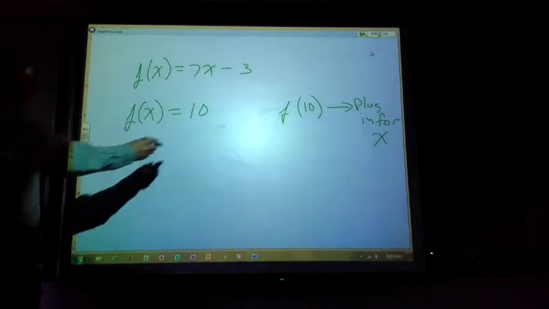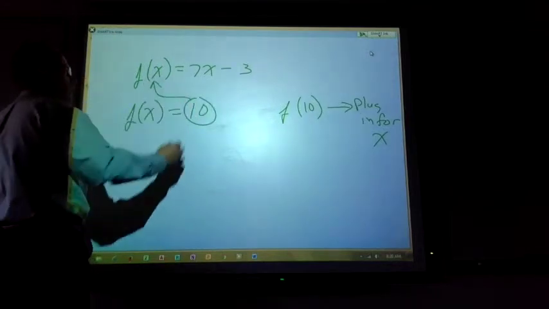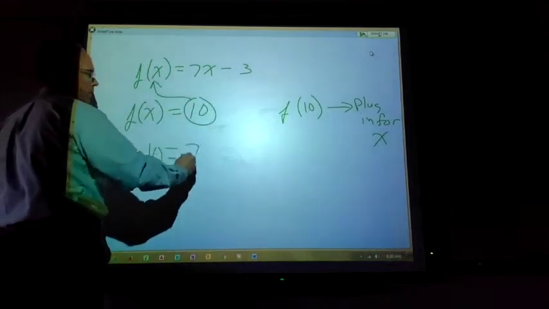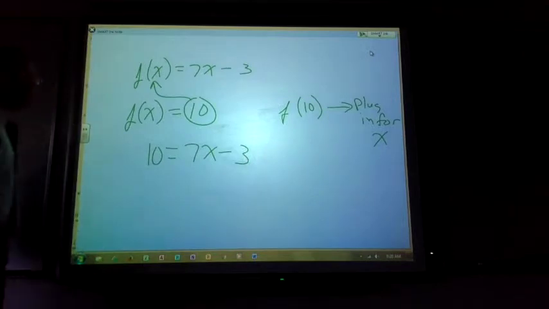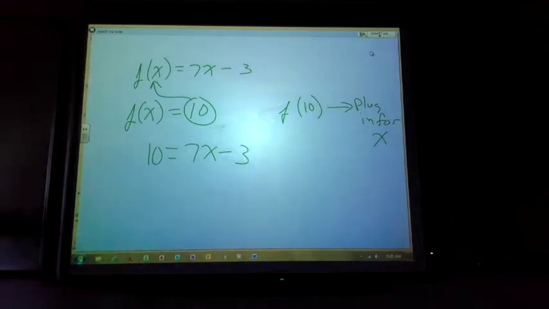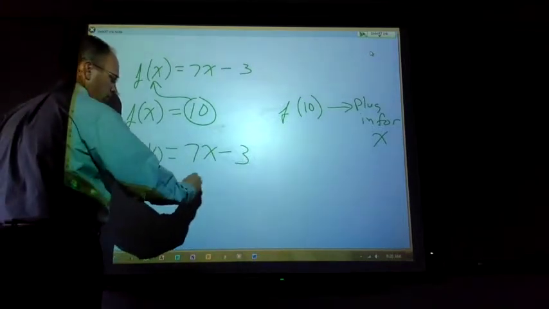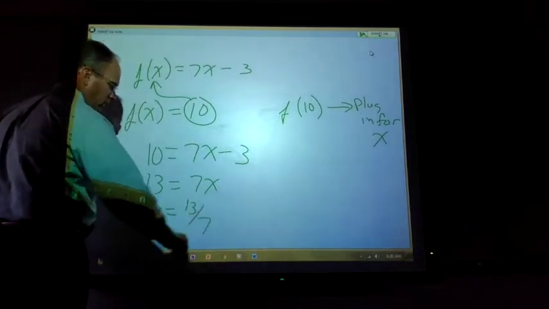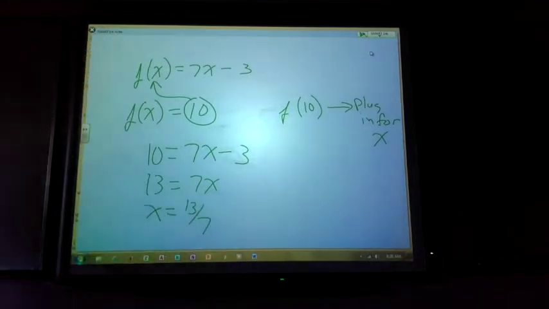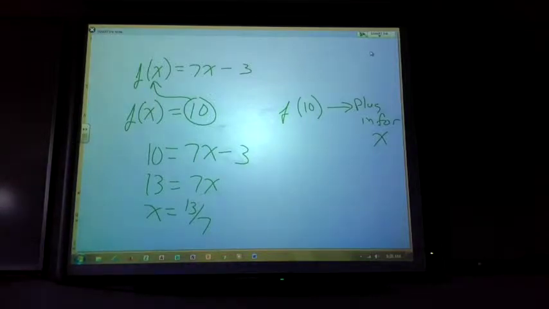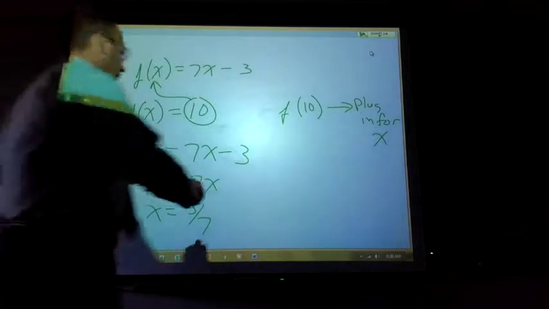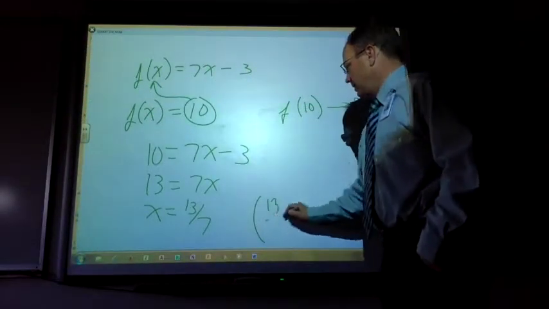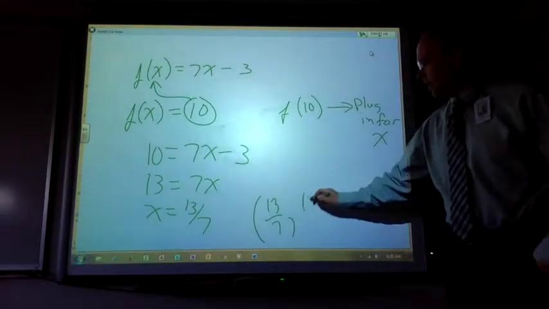Yeah, in front of the equal sign. So this is going to take that spot. So I get 10 equals 7x minus 3. Solve that. Add 3. Divide by 7. Check to see if it reduces. If not, what point does this yield us? x comma 10. There it is. Angela.